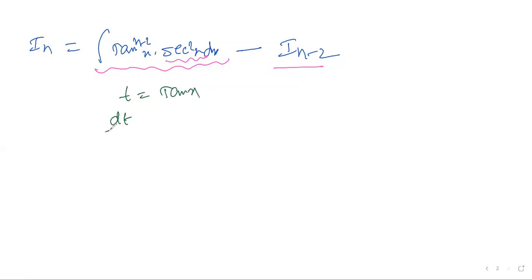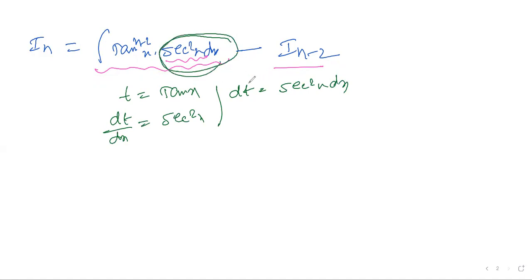So dt by dx is equal to what? The derivative of tan x is secant square x. So dt is equal to secant square x dx. So secant square x dx I can write as dt, and tan x I can write as t.